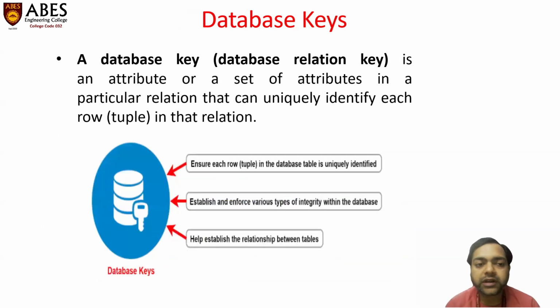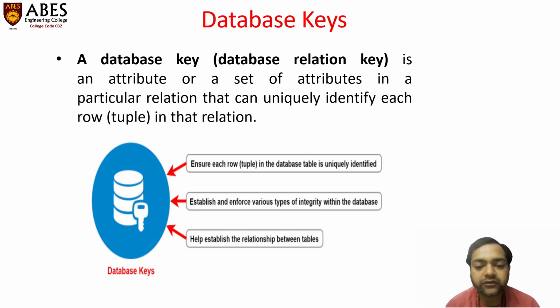Now, if we talk about the definition, a database key is an attribute or set of attributes in a particular relation that can uniquely identify each row or tuple in that relation. A key can be a single column, or we can combine a set of attributes to create a key which can identify a particular tuple in a relation. It ensures that each tuple in the database table is uniquely identified, so we can easily identify a particular record in a relation.